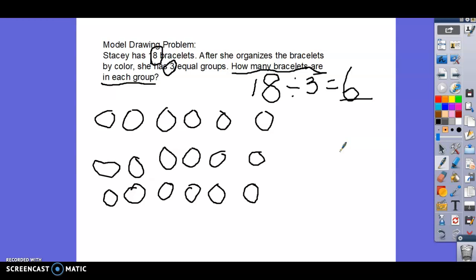what does 18 represent? River? It represents all of the bracelets. What does my 3 represent? Walter, how many groups do I have? What does my 6 represent? Paul? Right. How many are in each group?